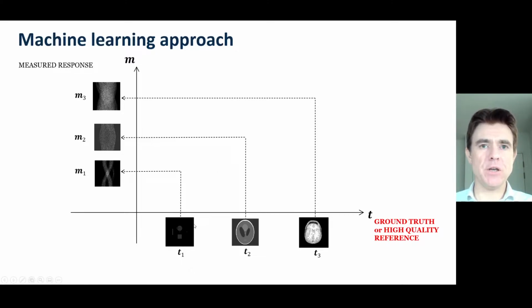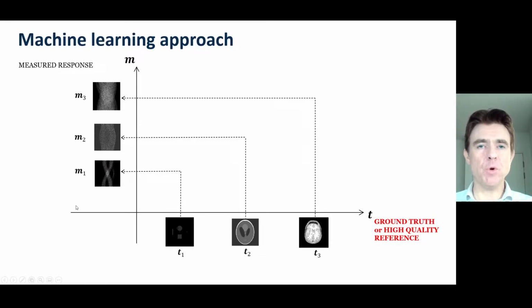So what I'm showing here then are ground truth distributions, just 3 different examples of a radio tracer distribution. They're not very realistic, it's just an illustration here. And we're relating them to the measured data. So imagine we had 3 different distributions, put them inside the PET scanner, and imagine we got 3 different sets of measured data. I'm just showing them as 2D sinograms in this example.